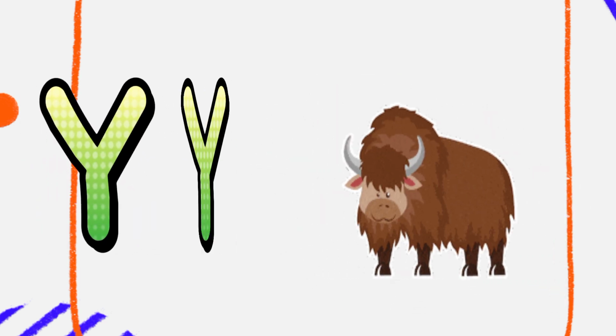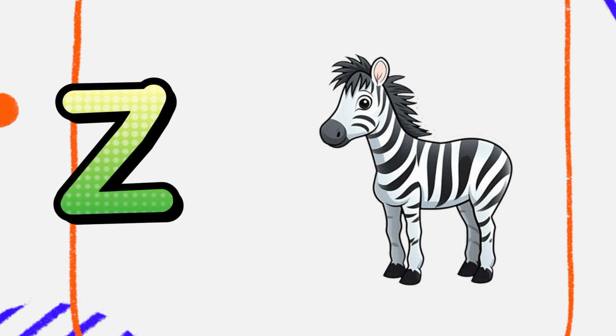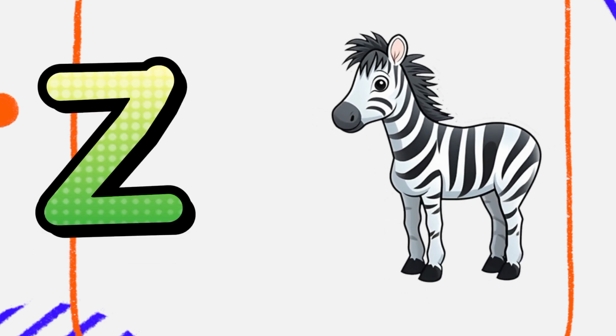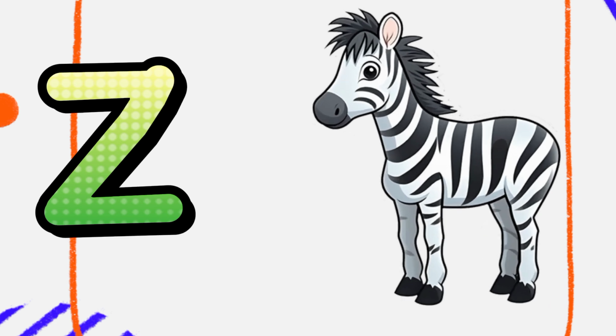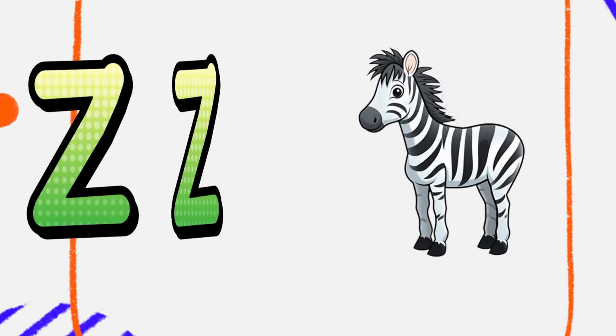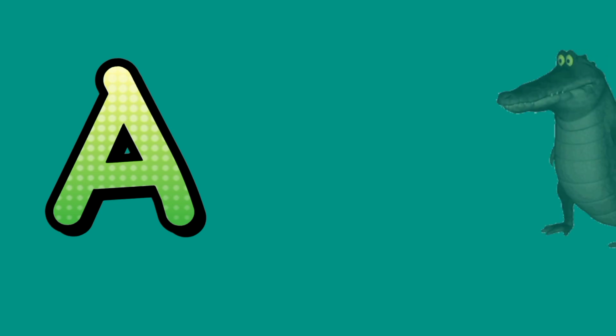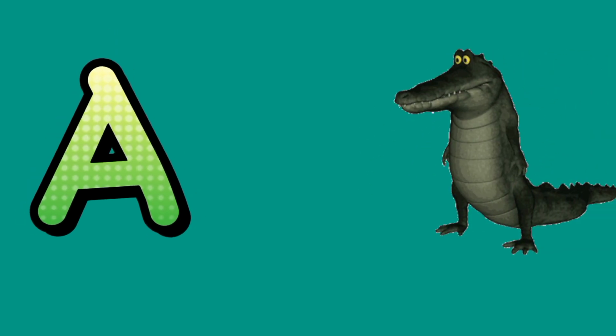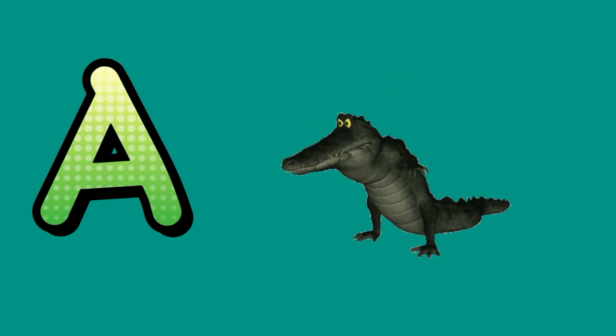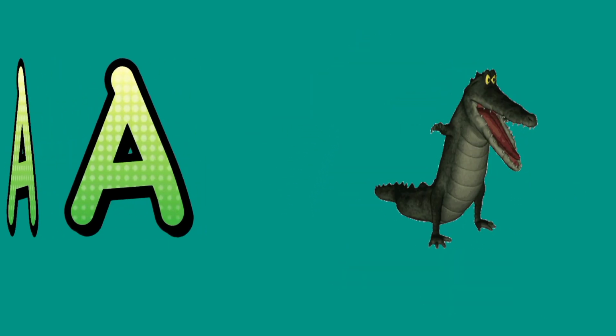Z is for zebra, Z, Z, zebra. A is for alligator, ah, ah, alligator.